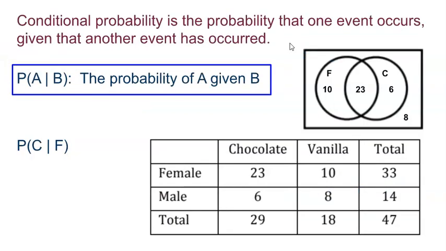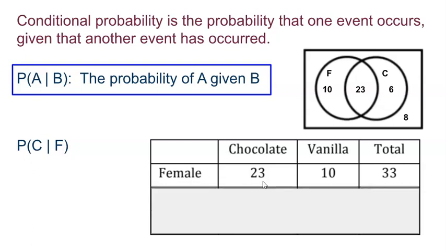Conditional probability is the probability that one event occurs given that another event has occurred. This is the notation that will ask you to find the conditional probability, the probability of A given B. So let's take a closer look by finding the probability that given someone is female, they chose chocolate. So chocolate given female. Now that we're looking at only the people who are female, we can see that 23 of those 33 females chose chocolate.